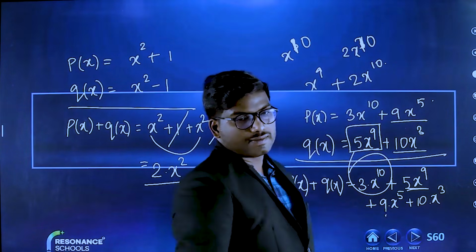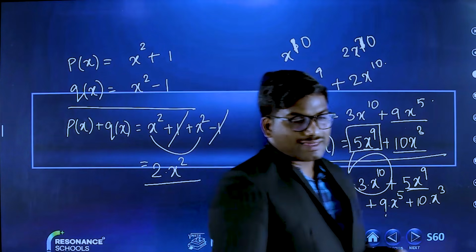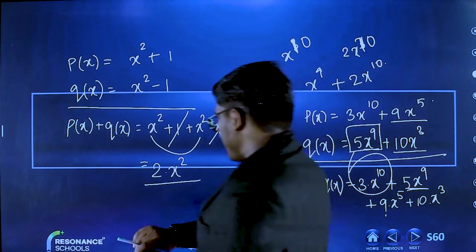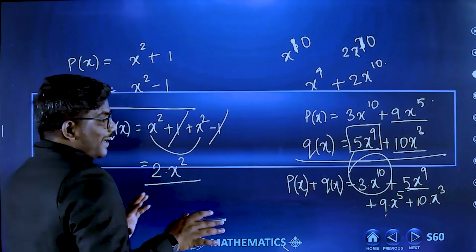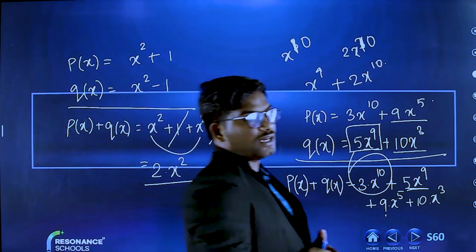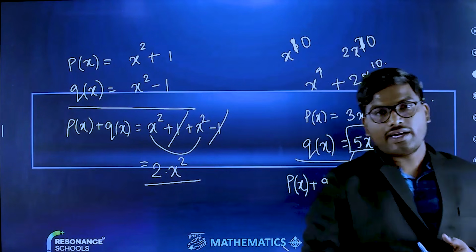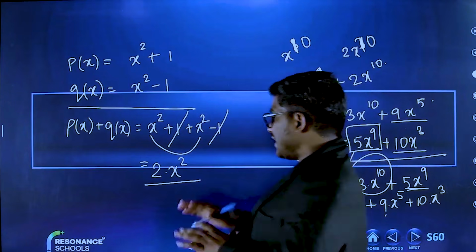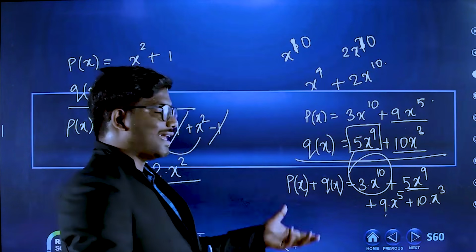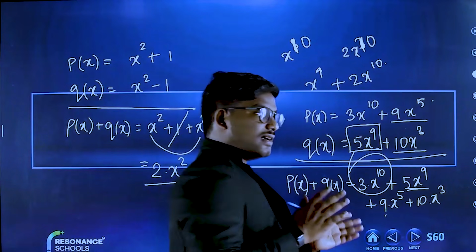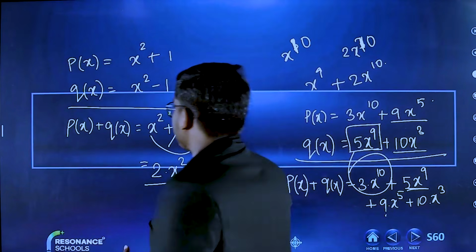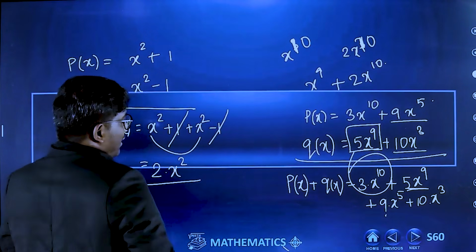Alright. So this is how we add polynomials. Polynomials can be added only on the basis of like terms or unlike terms in terms of their degree. Alright. If the degree is same, they can be directly added. If the degree is not same, they cannot be directly added. They'll just be written as the sum of two different distinct terms. Okay. Now, this is about addition.